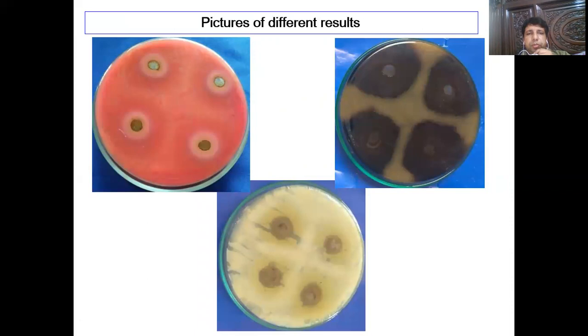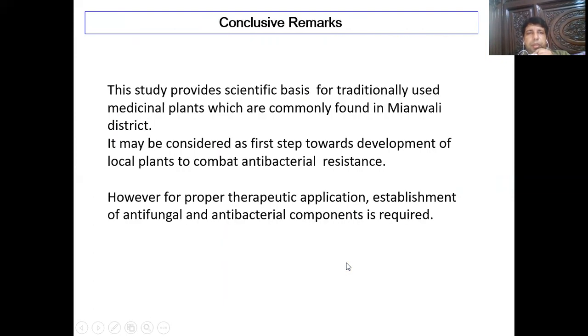These are some pictures. The first one is for E. coli, the second one is for Salmonella, and the third one is for Malassezia.